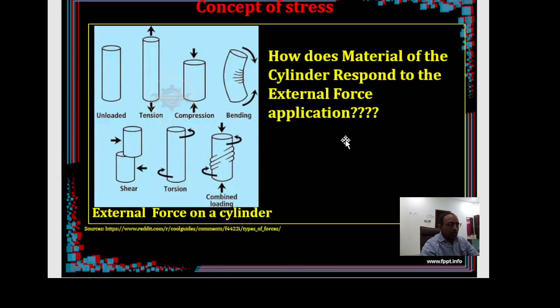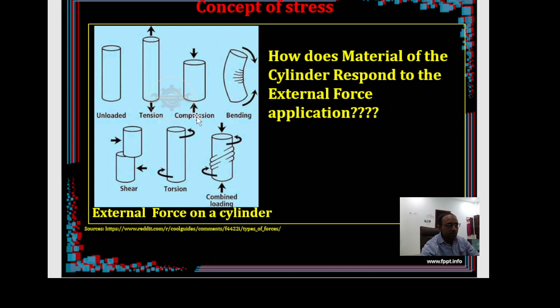So now let's see, if you take a particular member, for example, here is a cylinder. On this cylinder, in how many different ways can forces or external loads act on this member? This is a cylinder in unloaded position, not loaded at all, not being used at all, and later on you can apply any one of these forces. You can pull it away. That kind of force is a tensile force or tension, and for compression, it may be pushed in. You apply a force, and it is pushed inwards.